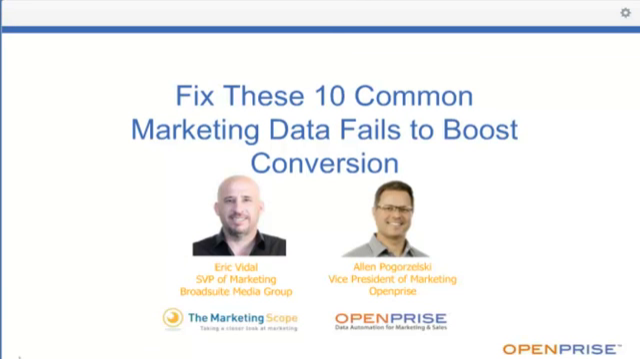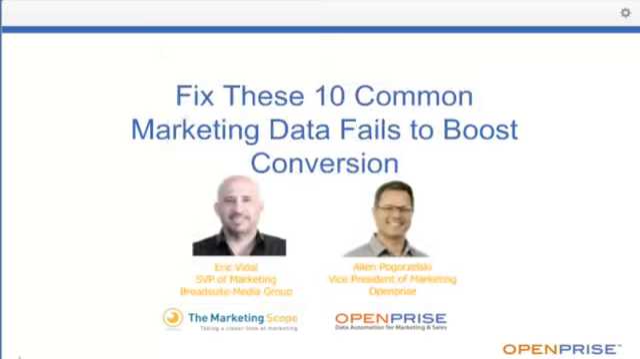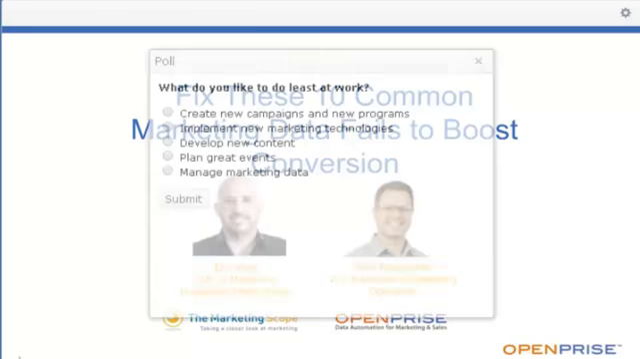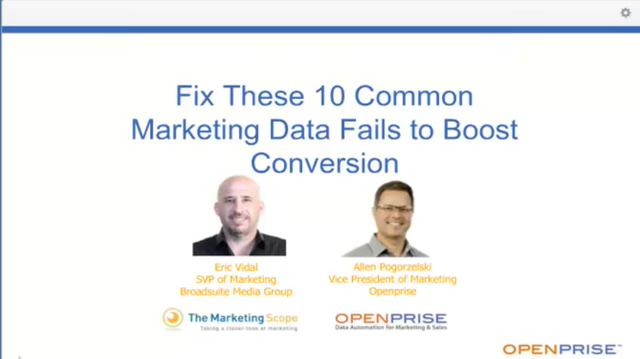So question number 3. There's a couple marketing data folks just like me here. That's awesome. Okay, well, great. One more. Question number 3. What do you like to do least at work? All right, I'm going to show those results.